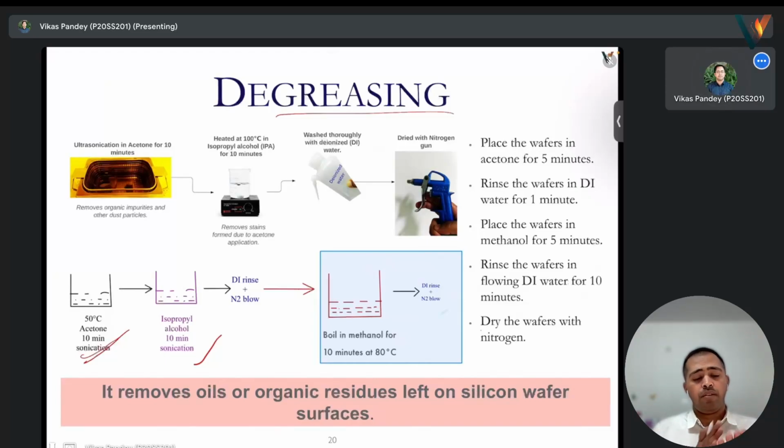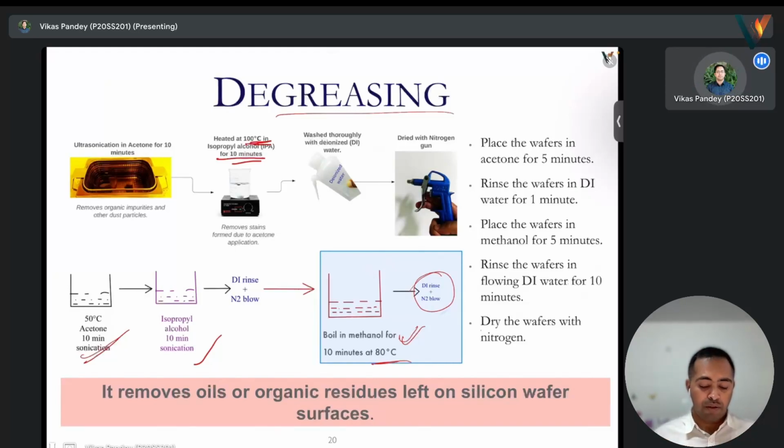Then put in DI water and nitrogen blow. Then it is boiled in methanol, if some extra residue is there, at 80 degrees Celsius for 10 minutes, and then again DI rinse and nitrogen blow. DI rinse and nitrogen blow happens after every step. In some cases, some people even use heating at 100 degrees Celsius in isopropyl alcohol for 10 minutes, then DI water and drying. So there are some variations of this process, and they also depend on the substrate used.